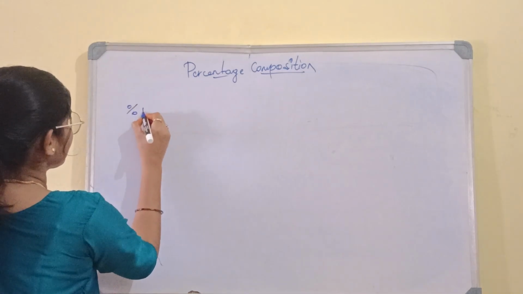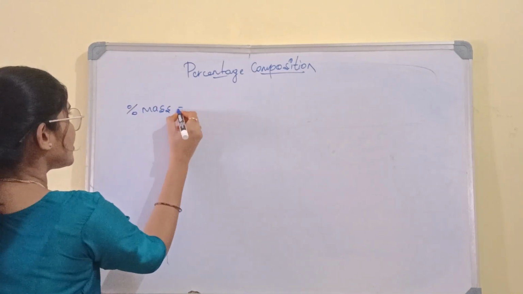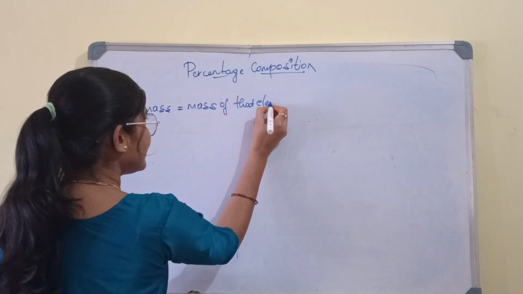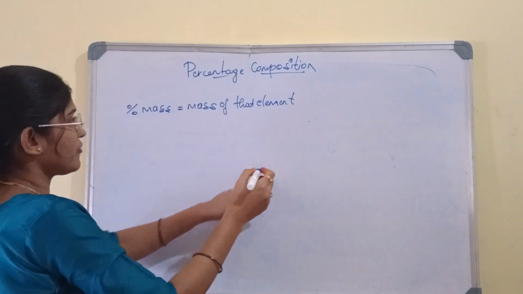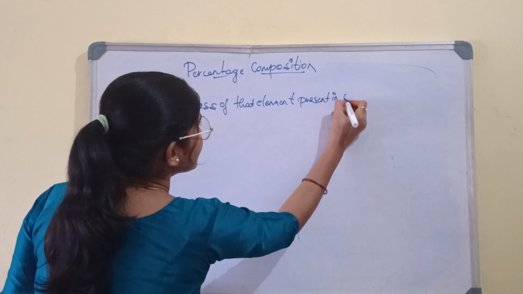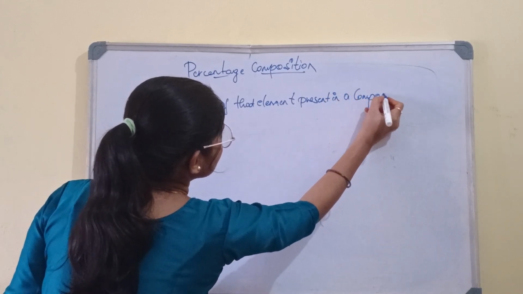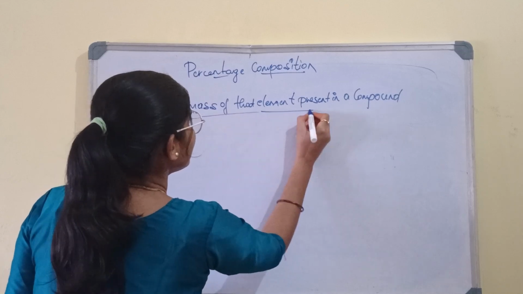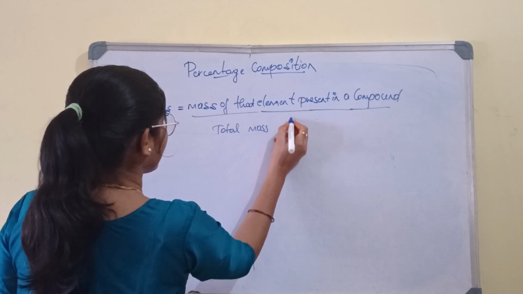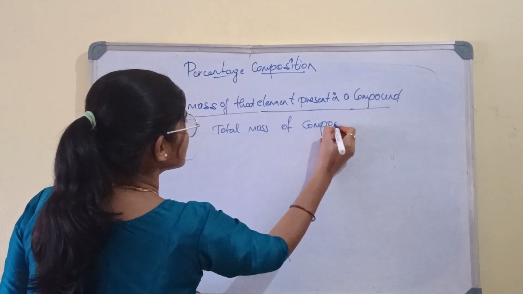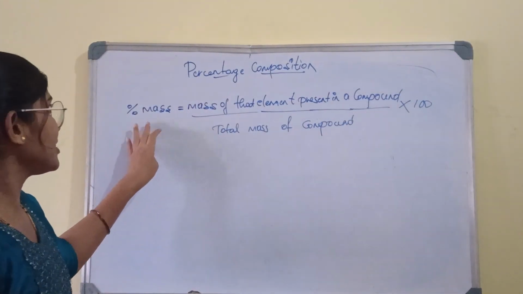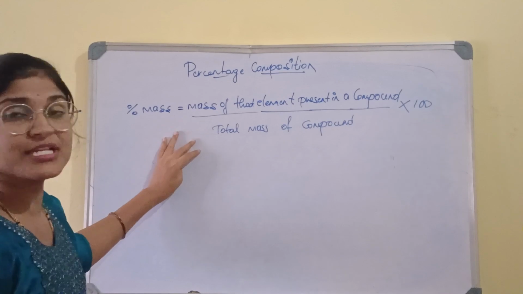Mass percentage is the mass of that element or atom present in a compound divided by total mass of compound into 100. So mass percentage composition can be determined by using this formula.